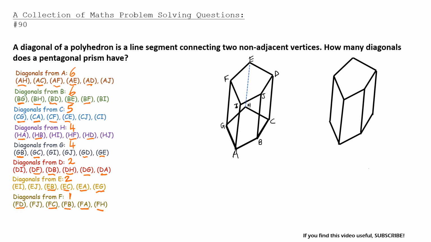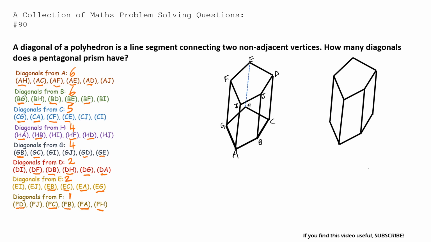And then diagonals from F. Here you see 5 of the diagonals have already been counted before, so we do not include them in the count once again. Only FJ hasn't been included, so we write FJ.